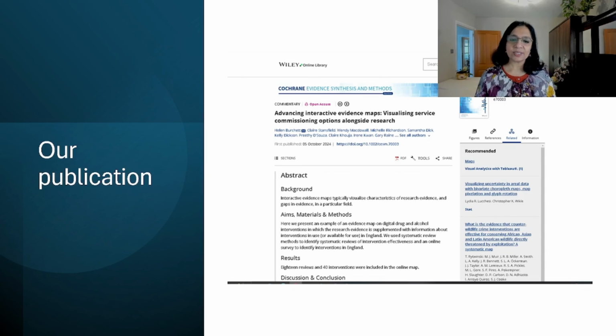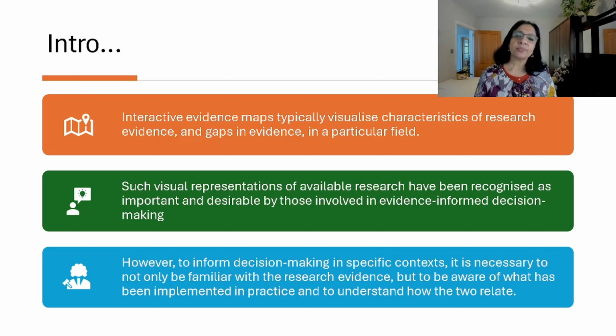So this is based on our work and it is published in the Cochrane Evidence Synthesis and Methods journal. The title was Advancing Interactive Evidence Maps: Visualizing Service Commissioning Options Alongside Research. Some of you are familiar with the interactive evidence gap map. It typically visualizes characteristics of research evidence and gaps in evidence in a particular field, and we always start with a broad question for an evidence gap map.